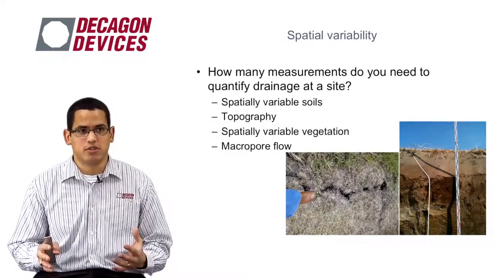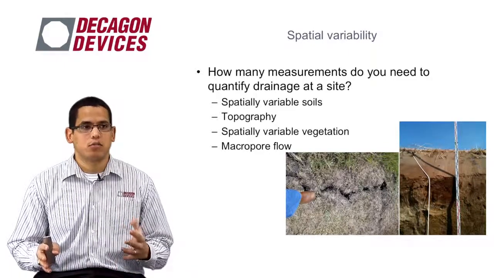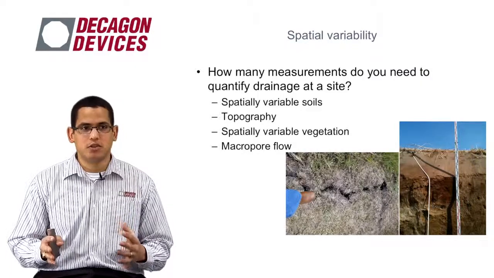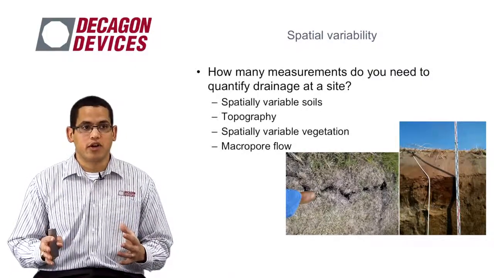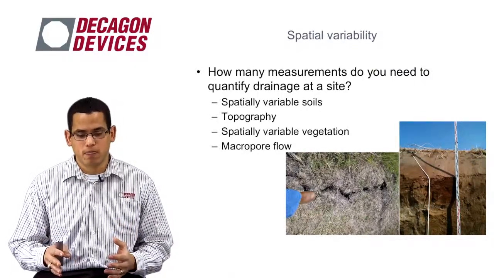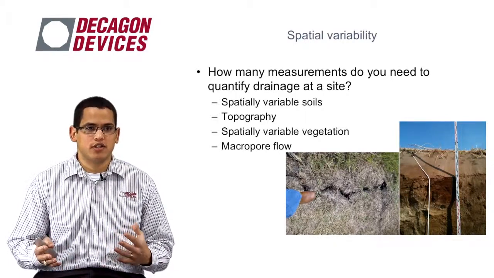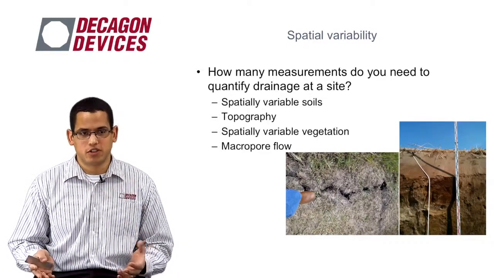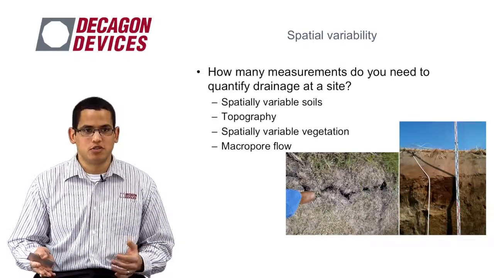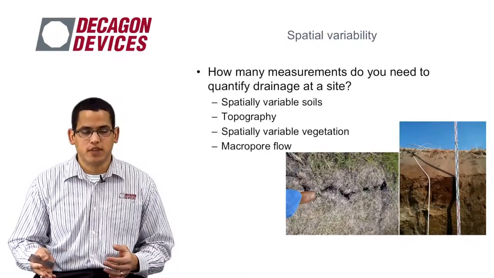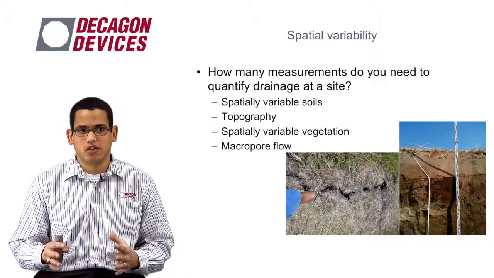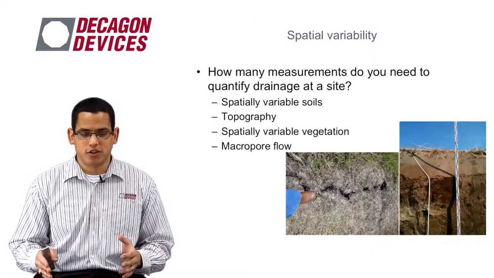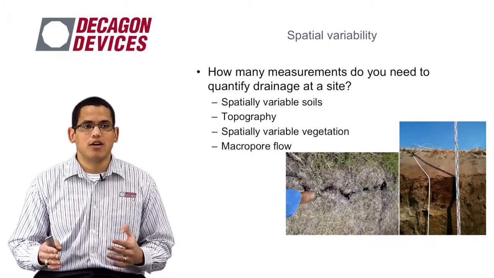There's going to be spatial variability of vegetation, so it's important that these things are considered. And one other thing to consider, and this is especially an issue in areas with high clay content soils, is macropore flow. In areas like Texas, in the Blackland Prairie, you run into these high shrink swell soils, vertisols, that form large cracks, like you see in this middle picture here.